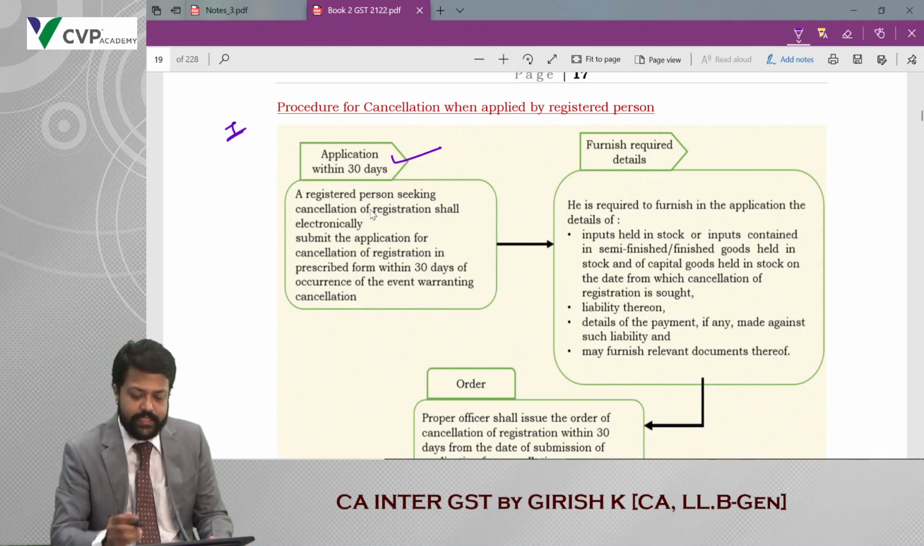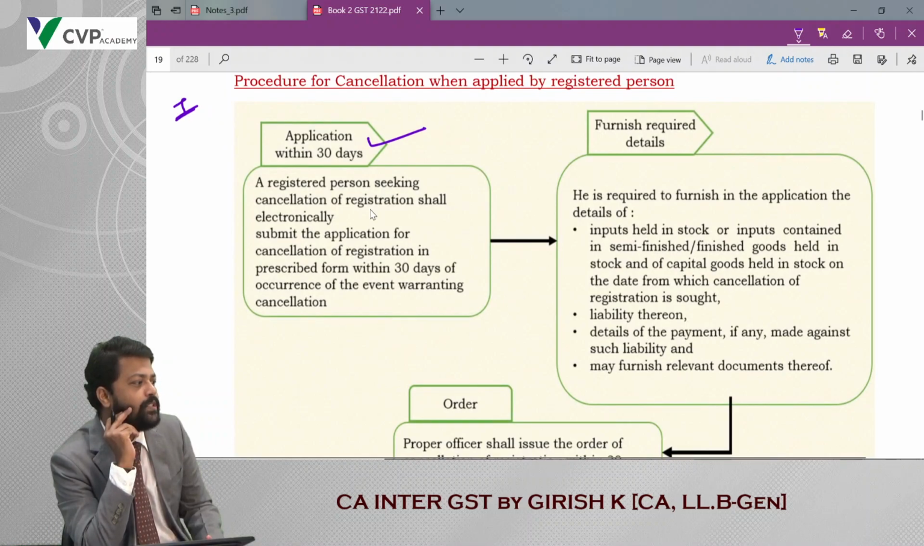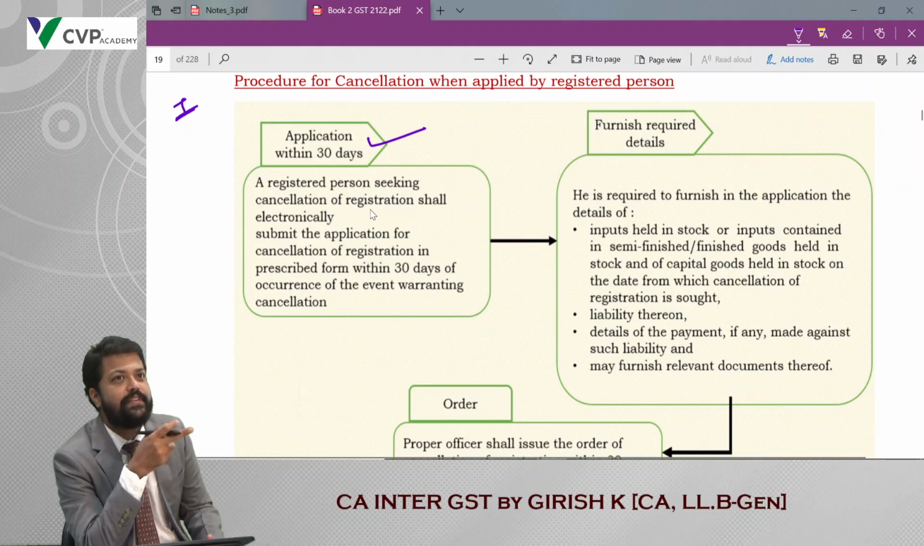He is required to furnish the following details. Which are these details? Inputs held in stock, or inputs contained in semi-finished or finished goods held in stock, or capital goods held in stock on the date from which cancellation of registration is sought. We have seen why: because debits to the electronic credit ledger need to be done, that credit needs to be cancelled. Then the liability thereon, which needs to be paid off because he has already availed the input tax credit of all those stocks. Details of the payment, if any, made against such liability, so challan details, and he may furnish relevant documents if required.